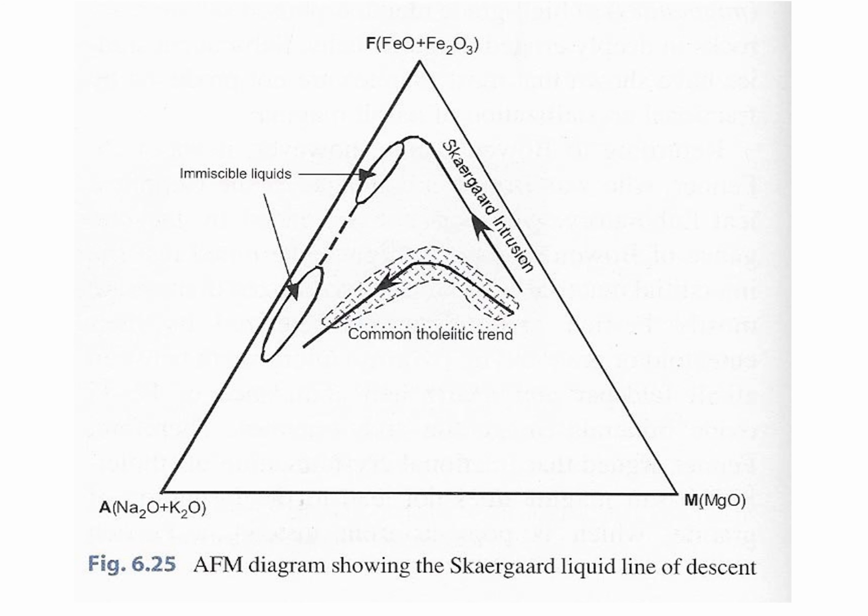Going back to the AFM diagram here at the top, we have then the crystallization trend from the Skaergaard intrusion, and we are forming two immiscible liquids out of it. We have one area where we have forming more iron-rich rocks, and the other one where we are forming more sodium and potassium-rich rocks. And here below, we have then, for example, again the common tholeiitic trend, yeah?